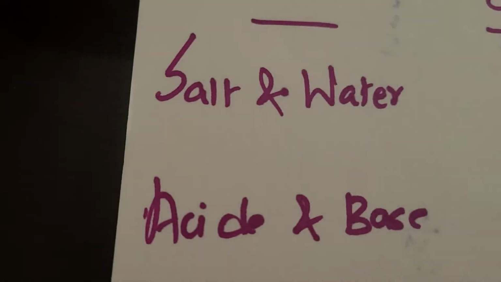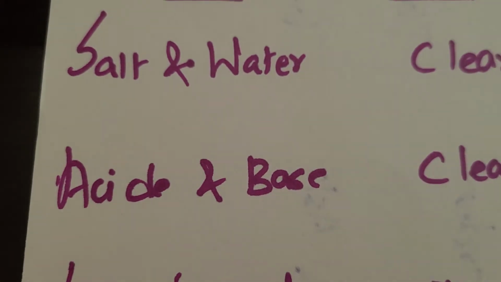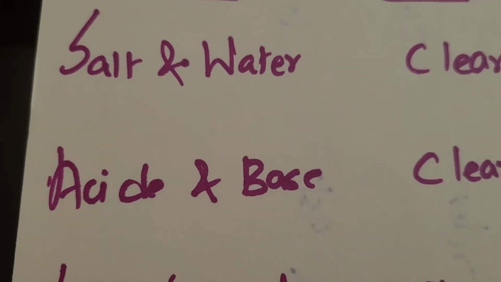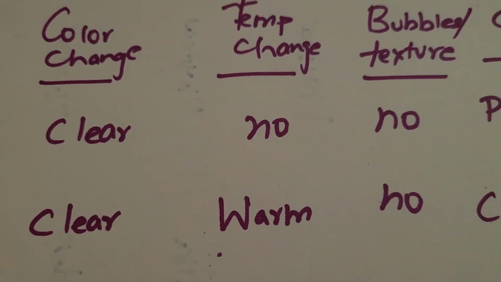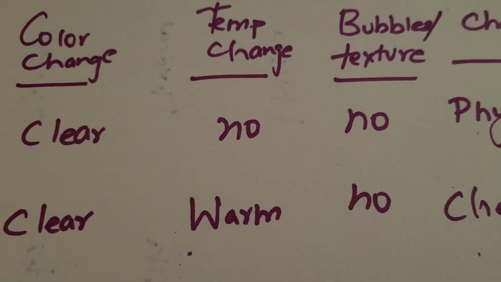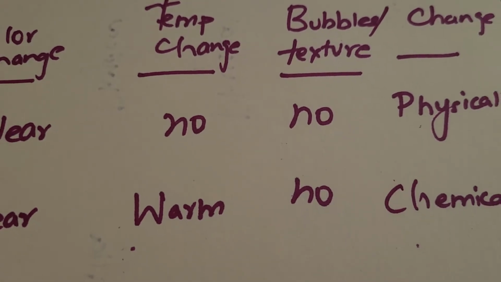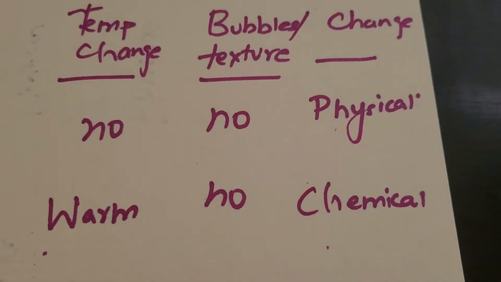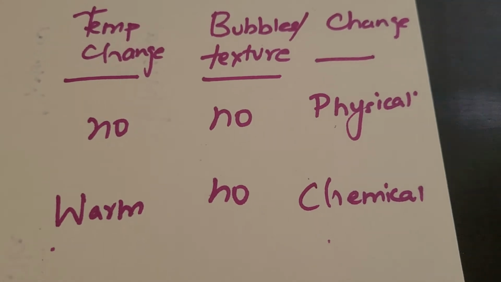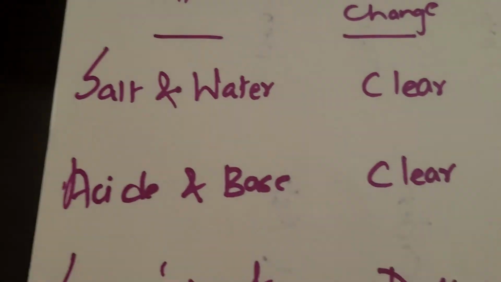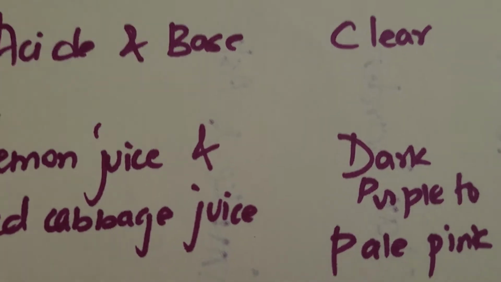Let's go to the next one. It's an acid and a base. One acid and one base. It's a clear color. It gets warm when you add that acid to it, so there's a temperature change. And no bubbles change, but because there's a temperature change, it's a chemical change. The change in one of these is always a chemical change, one of those factors.